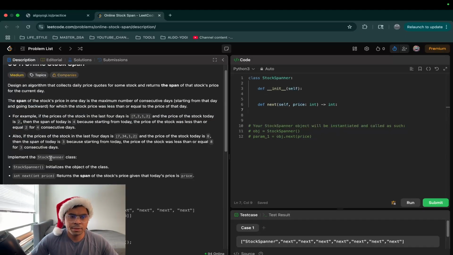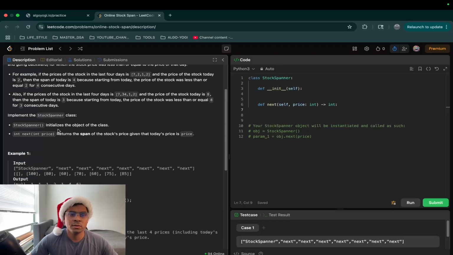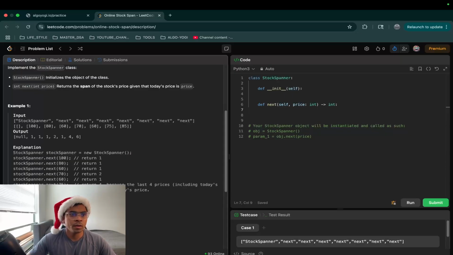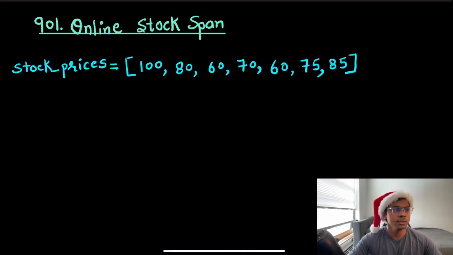Then we will be implementing the StockSpanner class. Basically this initializes StockSpanner, and then this next function will be taking the price for the current day and returning the span for that current day by looking at our data structure that we will mention in our init function. So let's get into it and understand what they're actually asking us.